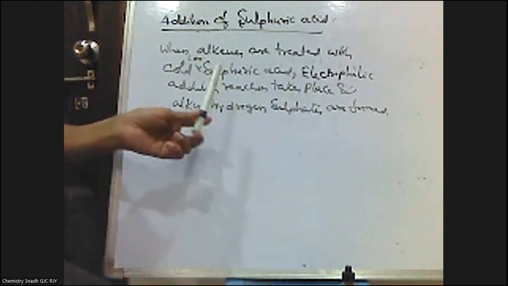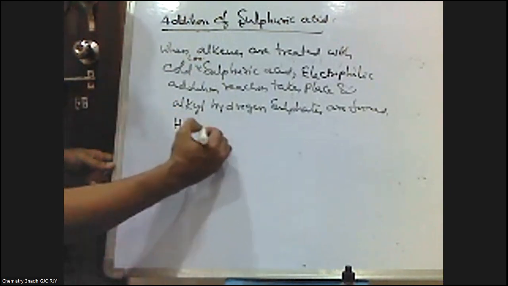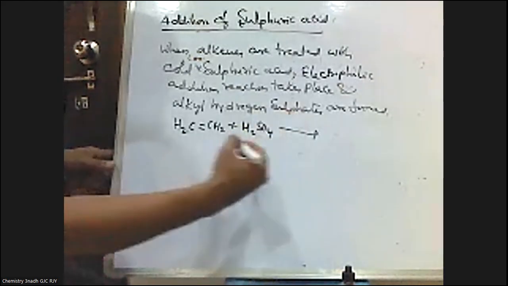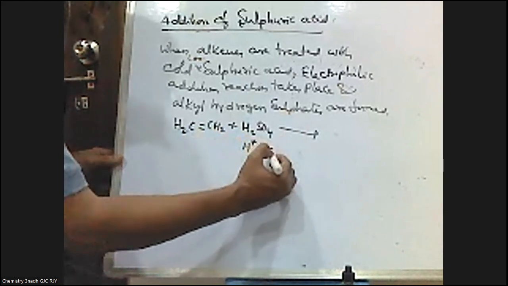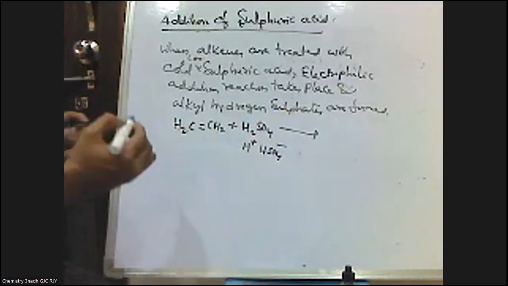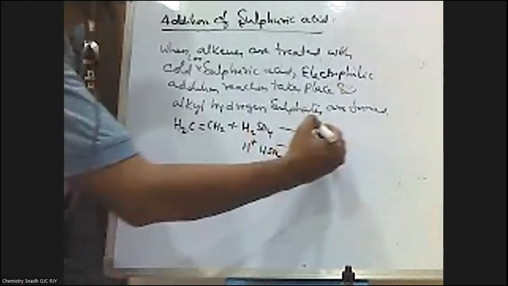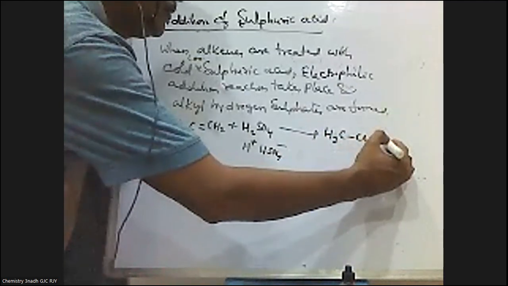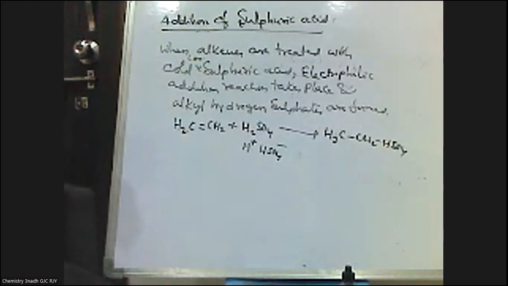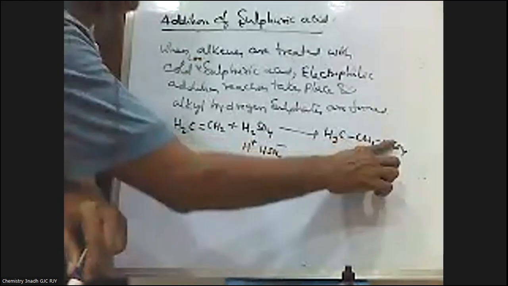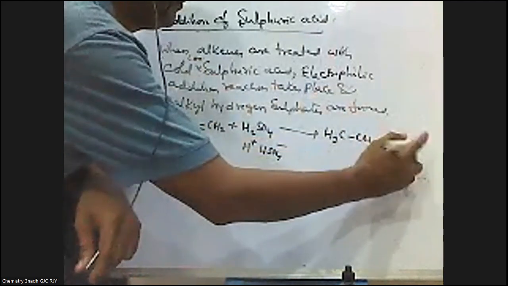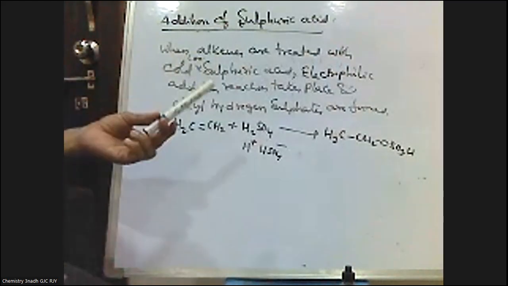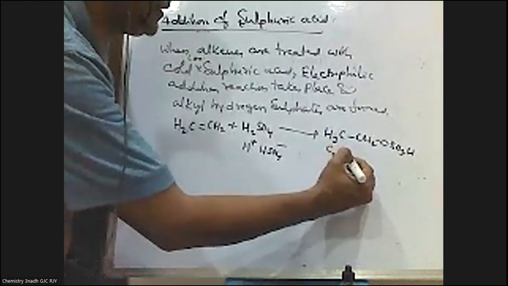So, for example, if you take ethene, when treated with cold and concentrated sulfuric acid, here also there is one H plus and HSO4 minus. One H plus is added to one carbon, giving CH3, then CH2, OSO3H. This is nothing but ethyl hydrogen sulfate.